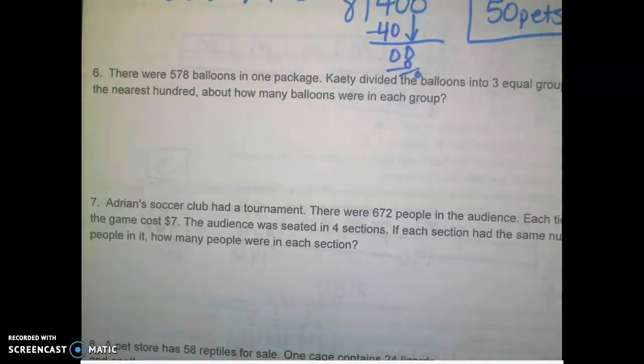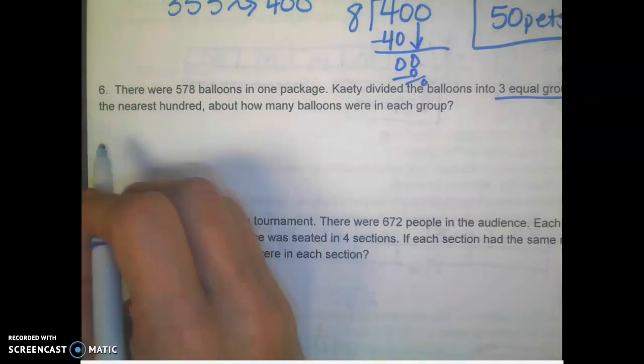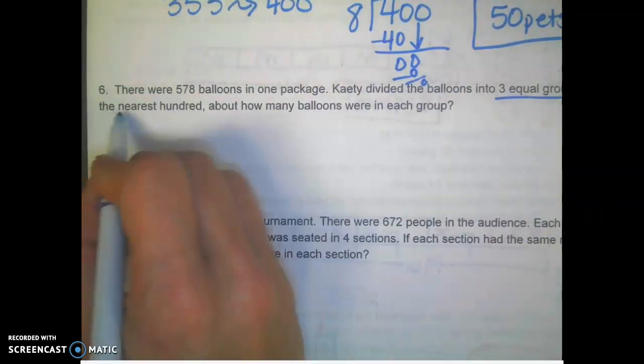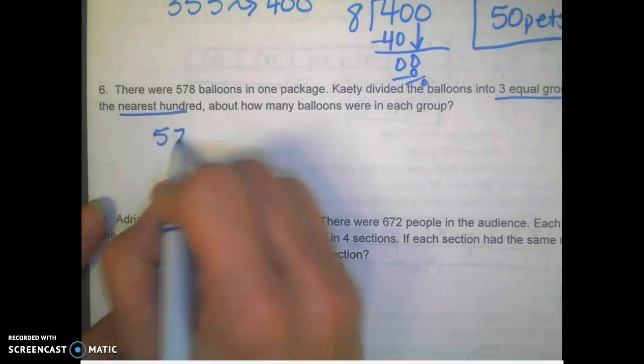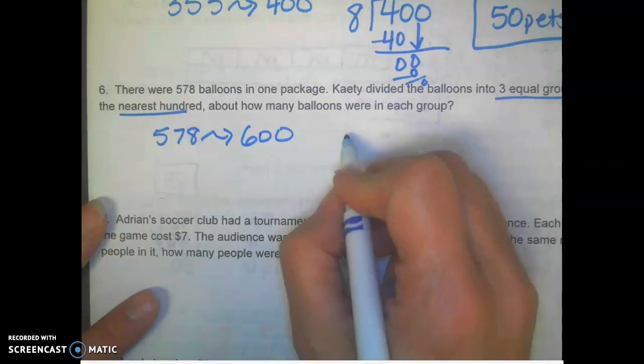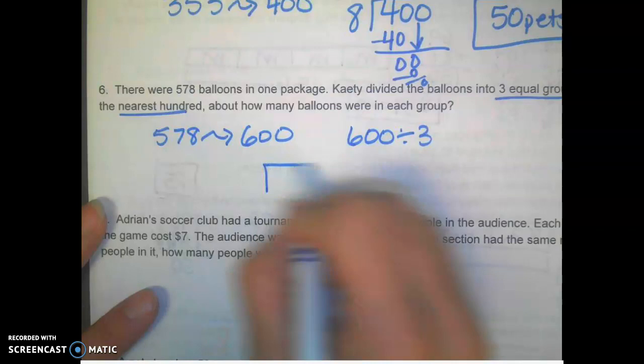All right, Katie is dividing these balloons into 3 equal groups, and to the nearest 100, about how many balloons were in each group? So it even tells you here to round to the nearest 100, so 578 would be about 600. So then you would take 600 and divide it by 3. You can use the box method or the traditional.